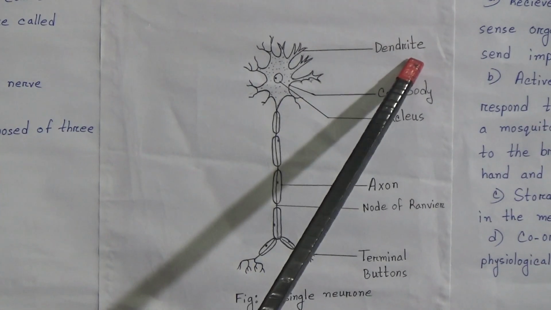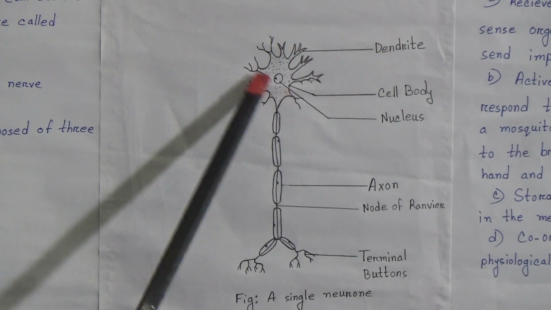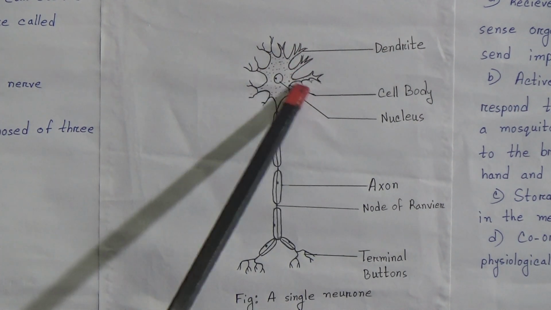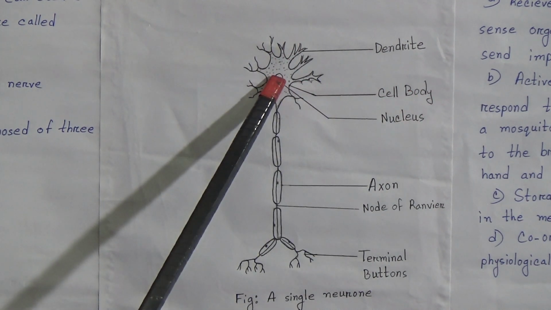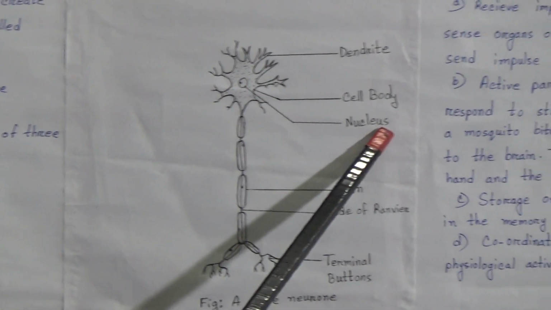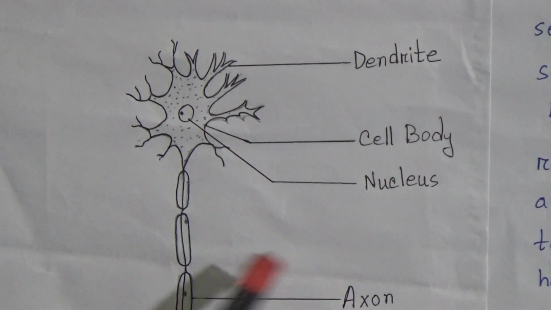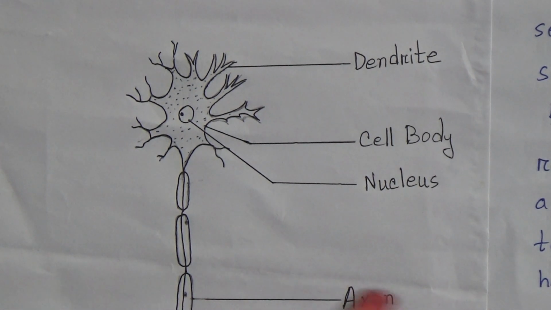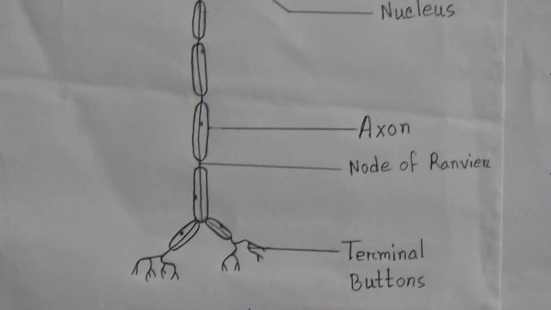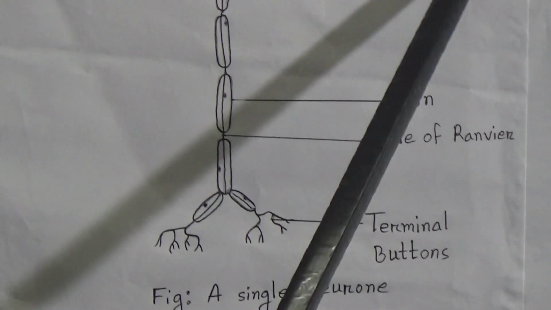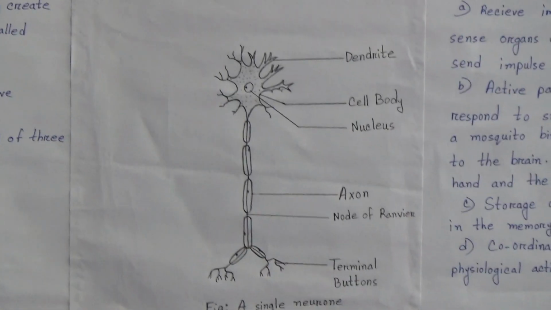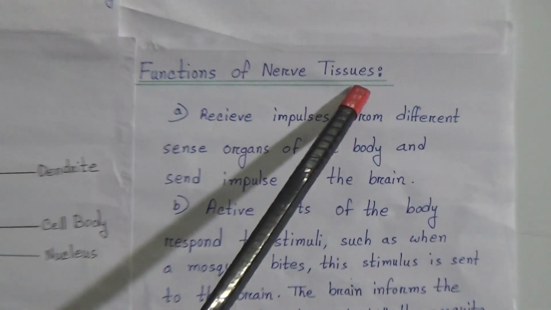This one is dendrite. Here is dendrite. And the center here is cell body. And here in the center of this cell is nucleus. And this one is axon. And here is node of Ranvier. And here are terminal buttons. Students, you will draw this neuron like this and you have to label this figure also. Now, functions of nerve tissues.